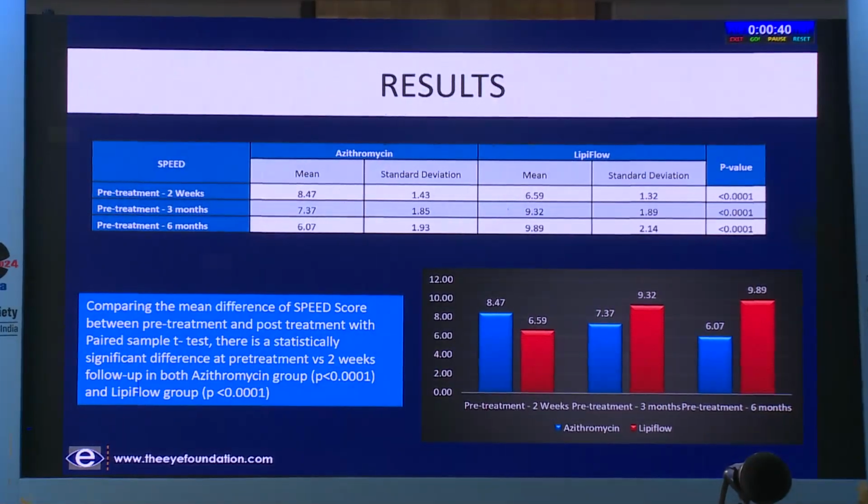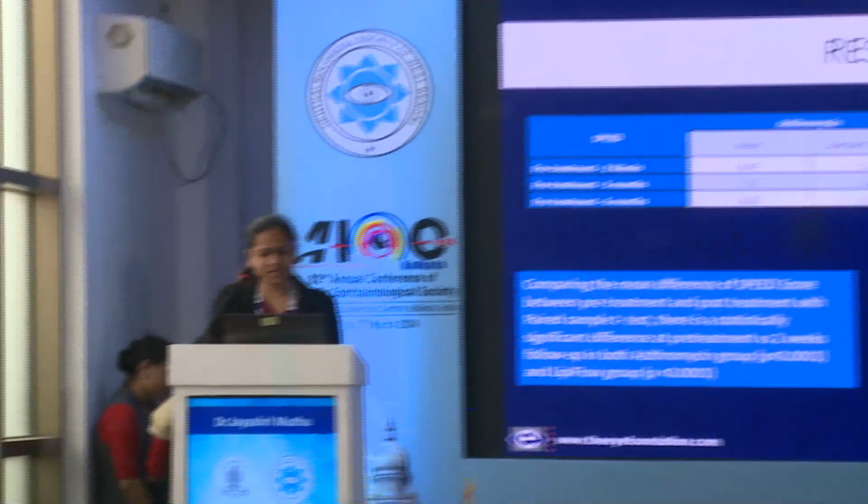When comparing the mean difference of SPEED score between pre-treatment and post-treatment, both the SPEED and OSDI, everything improved at the subsequent follow-up visits.